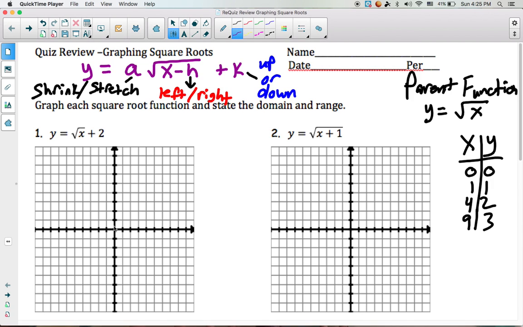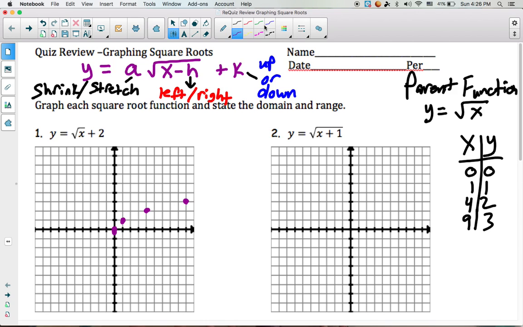So you're going to start out plotting those 4 points. Here's (0, 0). We have (1, 1). And (4, 2), and then (9, 3). So this is our parent function. It starts at (0, 0), and then it goes to the right.